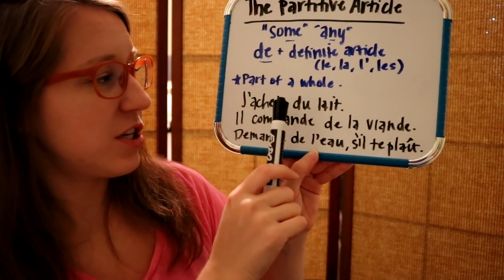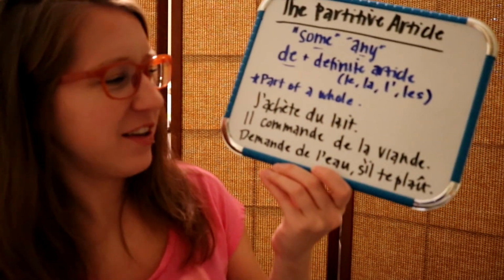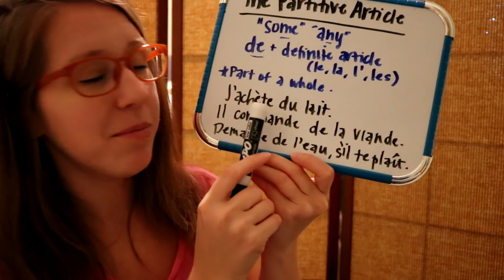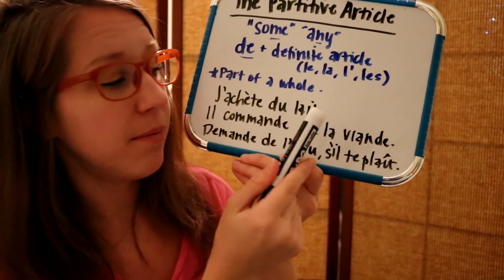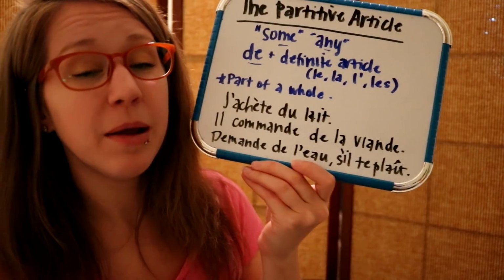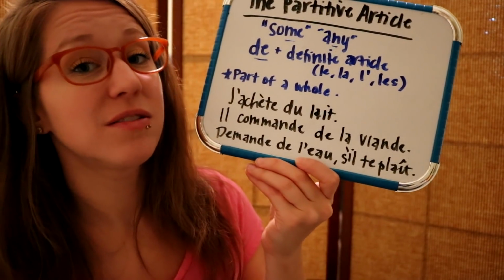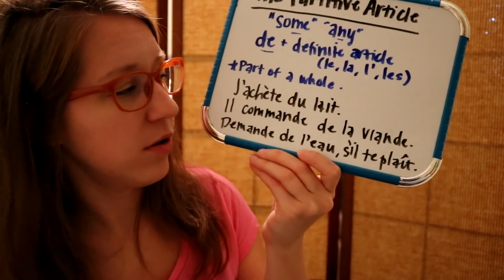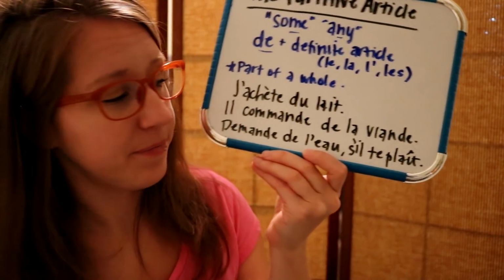So, J'achète du lait. Okay. J'achète du lait. So this is saying, I am buying some milk. I'm not buying all of the milk in the store. I'm just buying some milk, some of the milk. J'achète du lait.